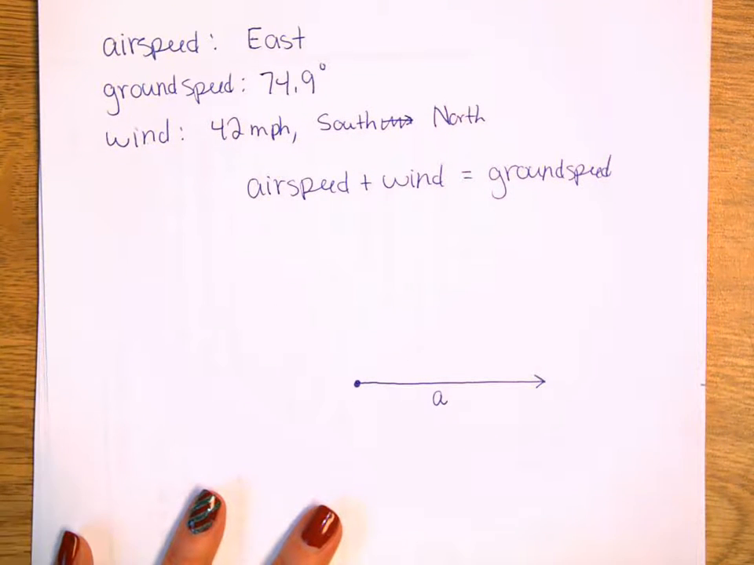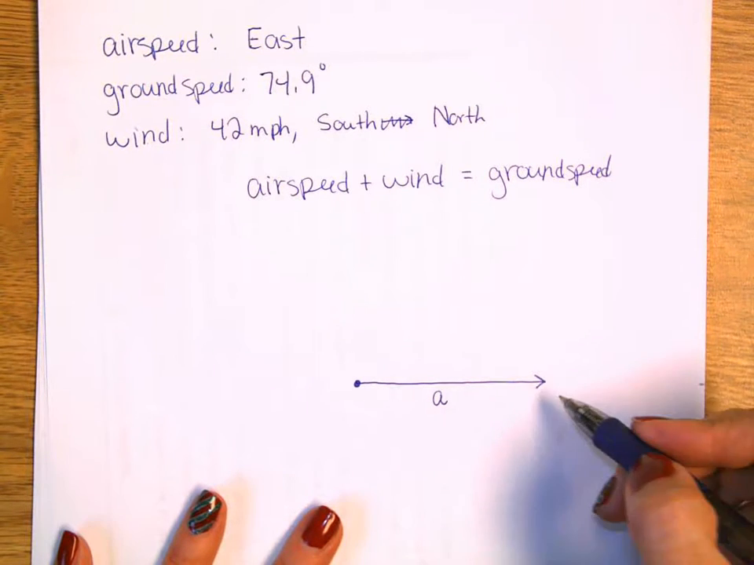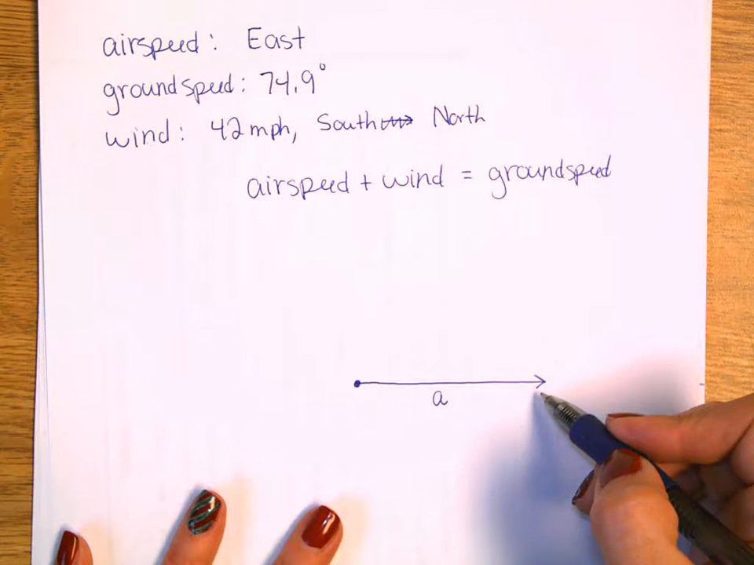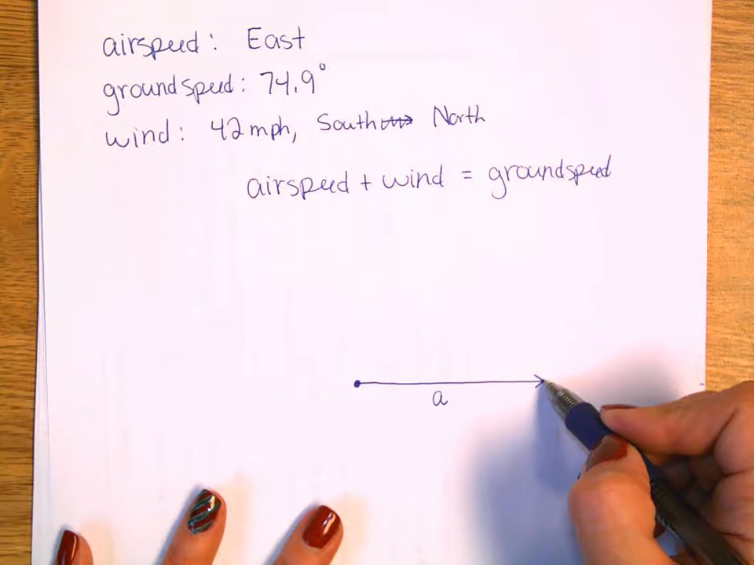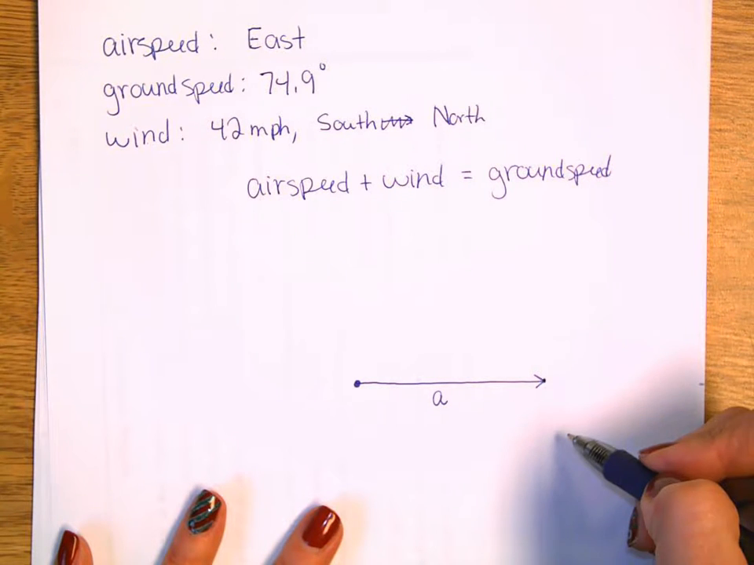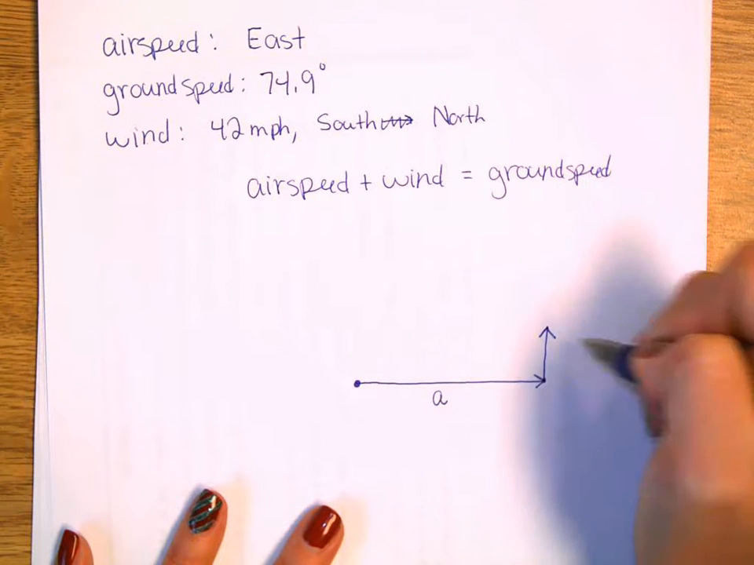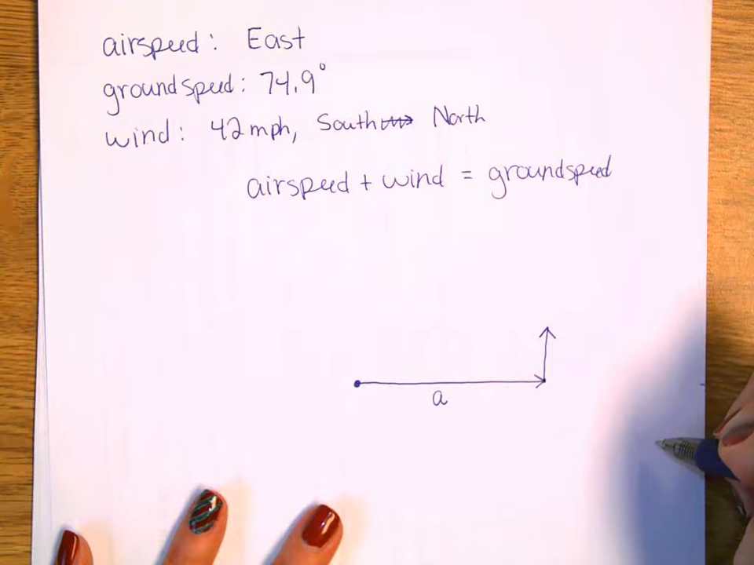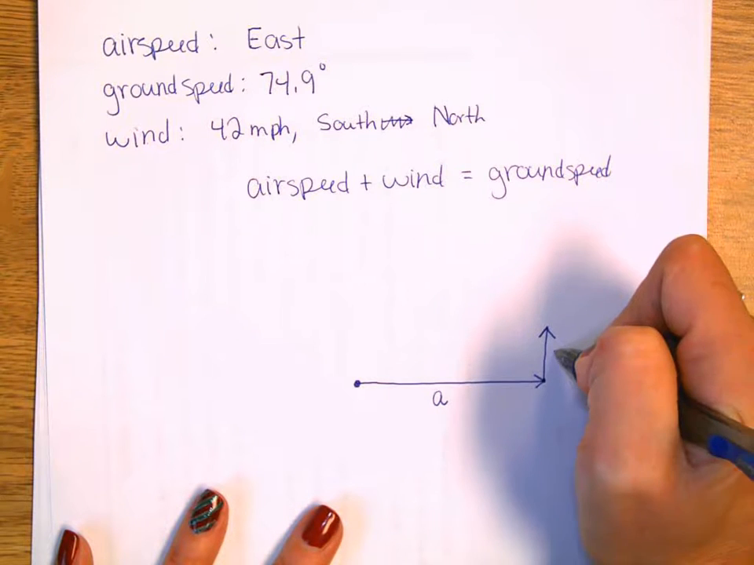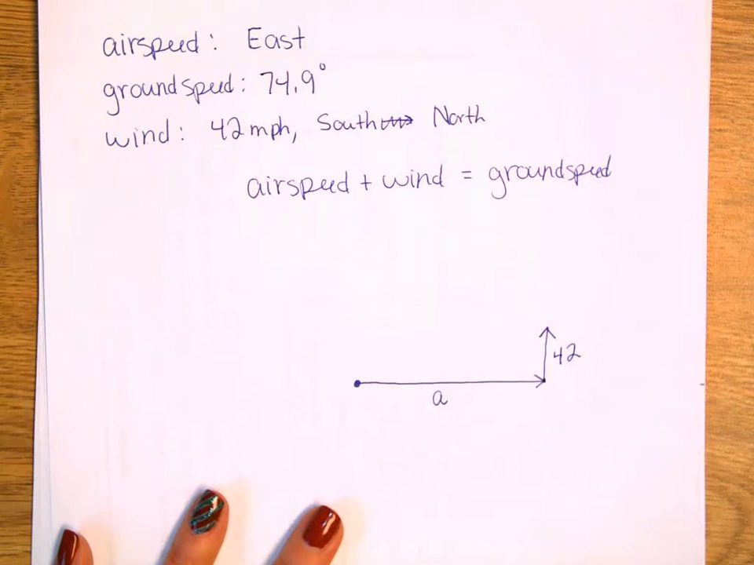Okay, now I want to add on the wind. Where should I draw the wind vector if I'm adding this to this vector? At the end of the airspeed, at the arrowhead. Remember, head to tail. So I want to draw the wind right here. Which way do I draw the wind? North. Wind is probably very minimal compared to the speed of the plane, so I'll make it short. And what else do I know about that wind? 42.